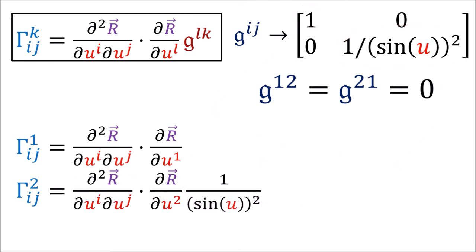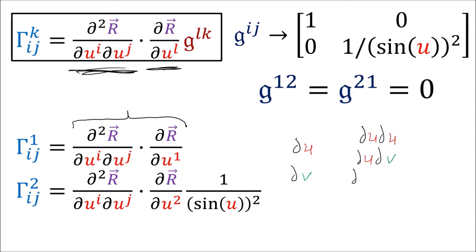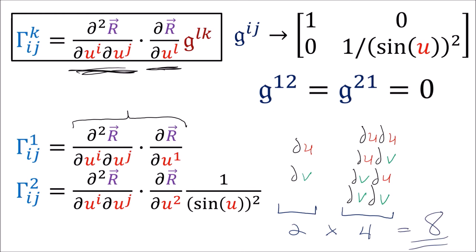Okay, so now what we need to do is, we computed the first order derivatives of R and the second order derivatives of R already, but now we need to compute all their dot products. So there are 2 first derivatives and 4 second derivatives. So there are 2 times 4 possible dot products, and that will give us those 8 total Christoffel symbols that we need.